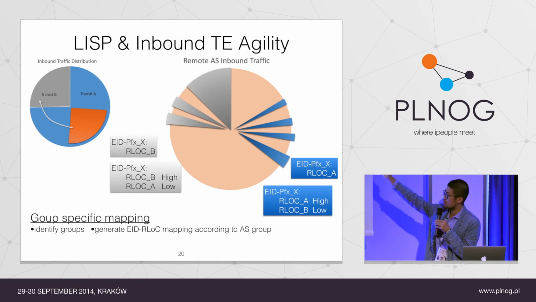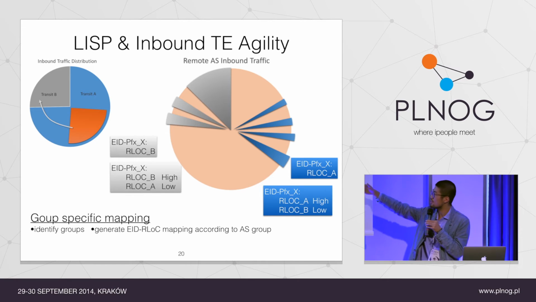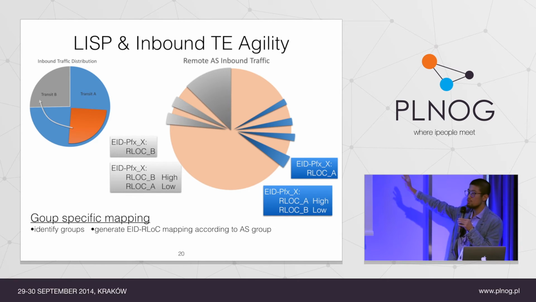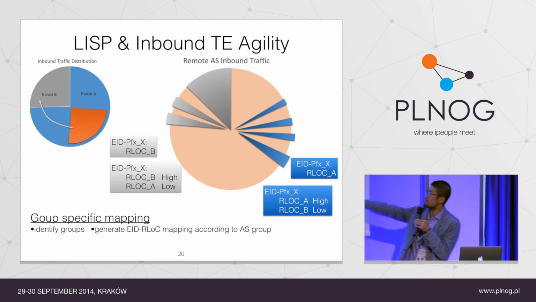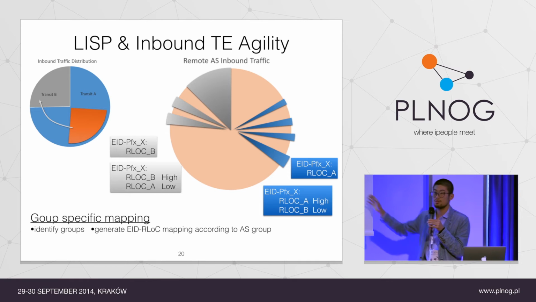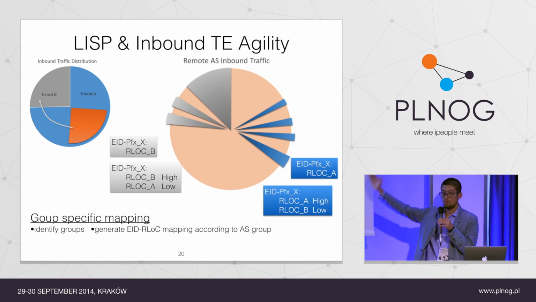One group is for those coming from transit B, that is the gray group, I will call it. And the other group is the blue group, those prefixes that we wish to come in from transit A. And we give these corresponding labels, that is mappings, telling them which locator to use.